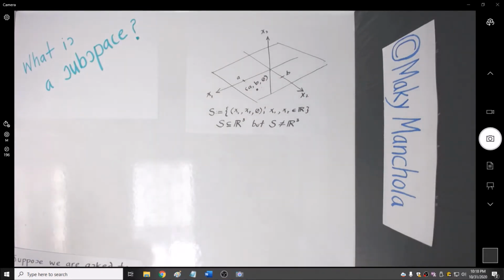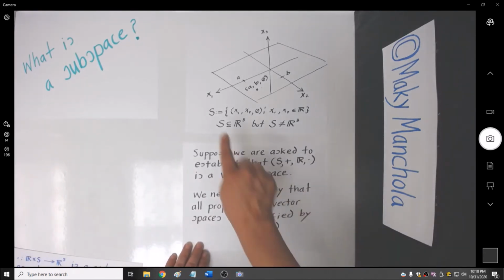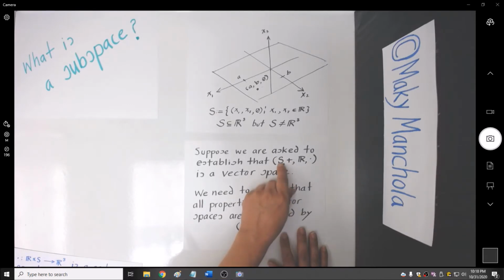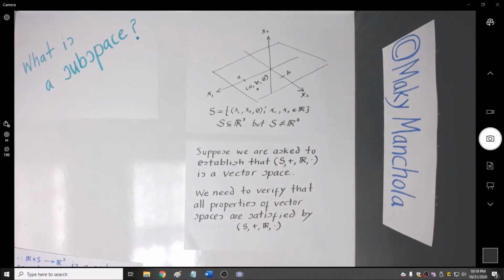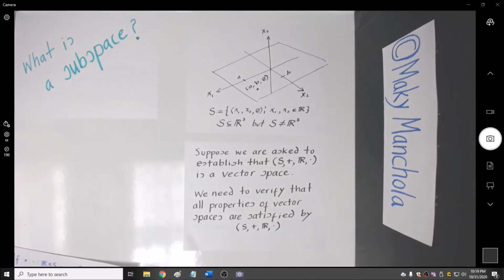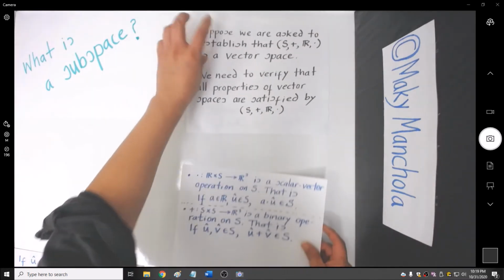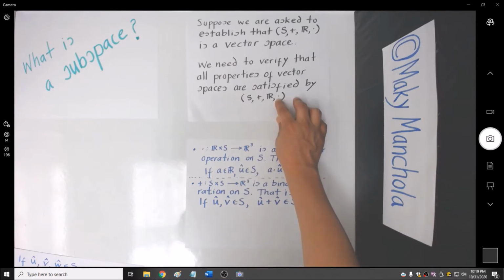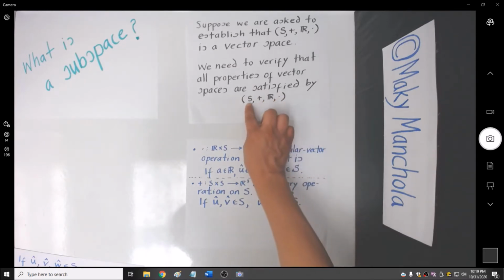Now, suppose that we are asked to establish that the structure formed by S, addition of elements of S, scalars, the real numbers, and scalar multiplication of elements in R3 by real numbers is a vector space. If that's the case, then we will need to verify that all properties of vector spaces are satisfied by our structure. That is, we will need to establish that this scalar multiplication of R3 happens to also be scalar multiplication on S.